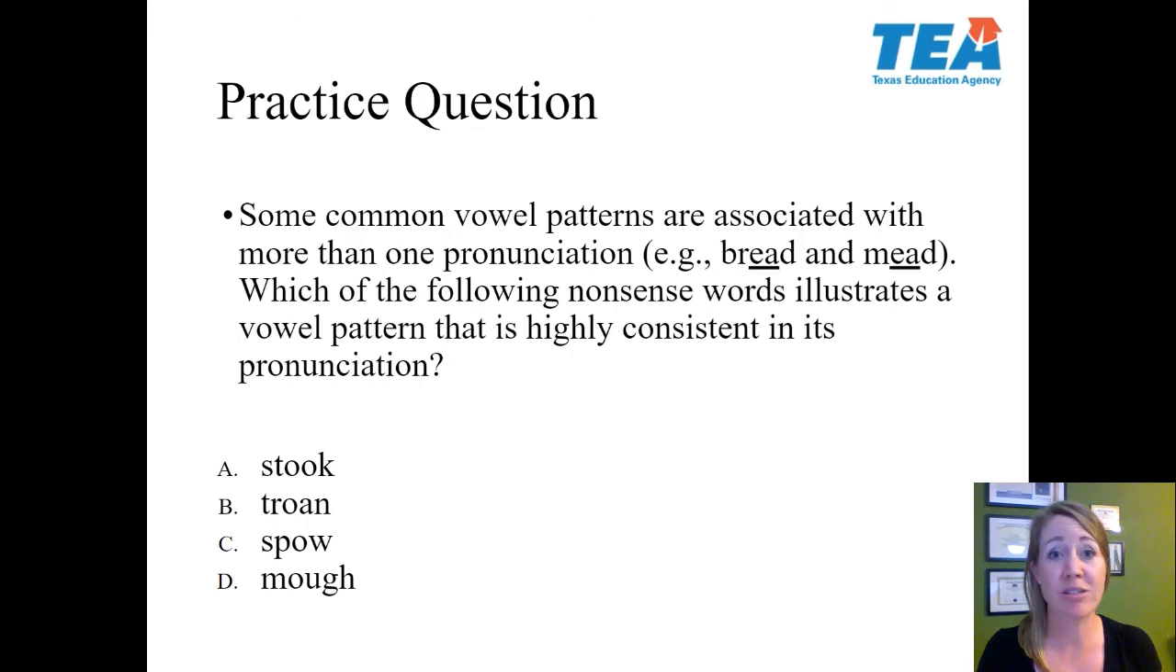So, which of the following nonsense words, by nonsense words, they made these words up, illustrates a vowel pattern that is highly consistent in its pronunciation? So they're telling you that bread and mead are not consistent. Because if you have a spelling pattern that can get two different sounds, that's not consistent. Consistent is when a spelling pattern gets the same sound. That's consistent. Okay. So you need to look at these four words, and I'm not going to read them to you, and you need to figure out, based on the vowel patterns, remember they're focusing on vowels, which of these words is the most consistent, meaning every time a student comes across this vowel pattern, they're likely going to pronounce it correctly because there's one sound that it always gets.